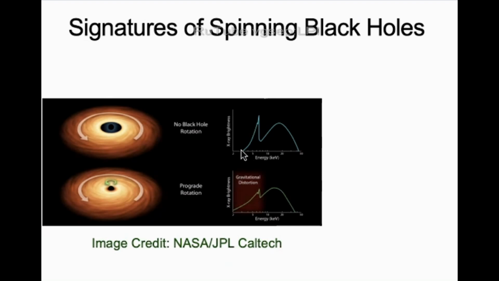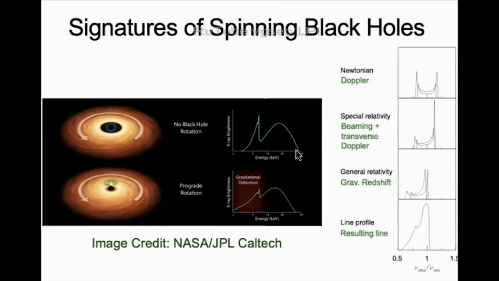While you have for a non-rotating black hole a very narrow iron line, this one here, this is very smeared out for a rotating black hole because the emission happens close to the black hole. So what about this iron line? Let's have a closer look at it.